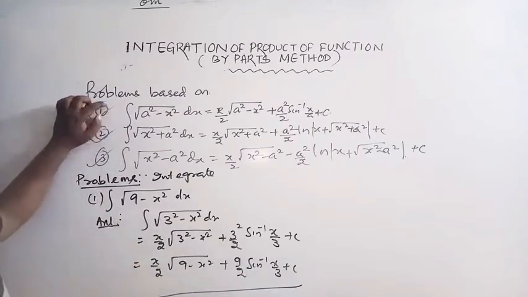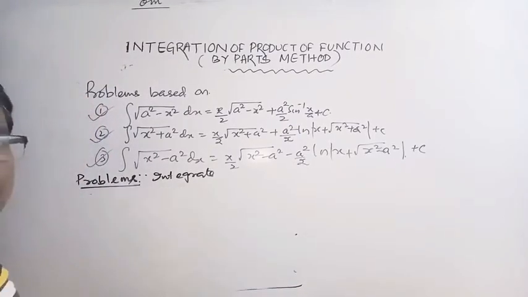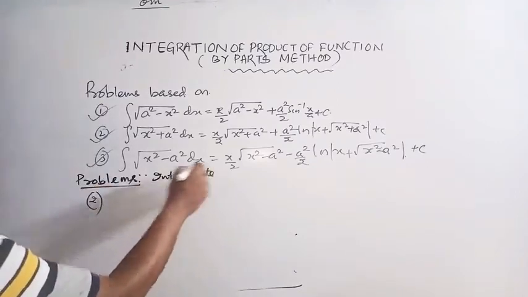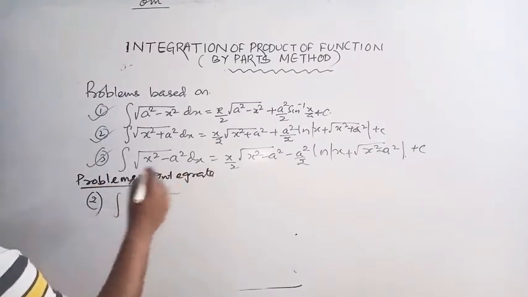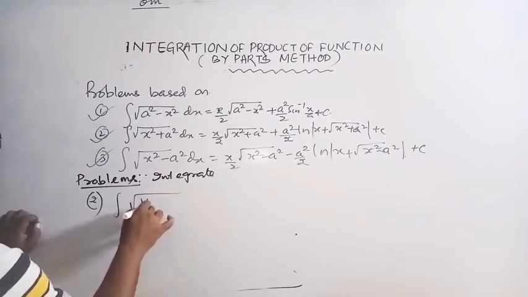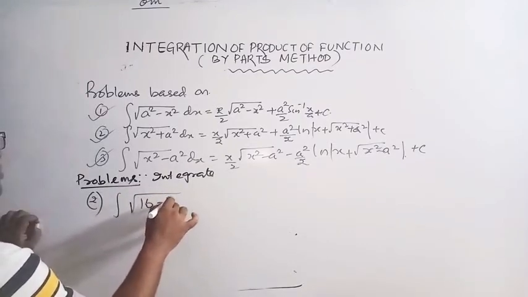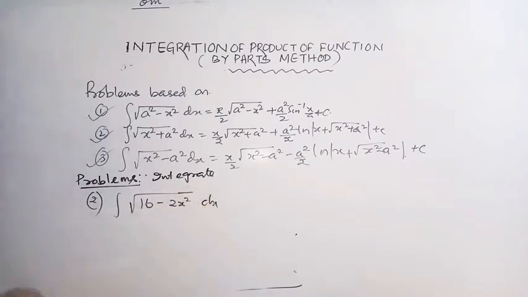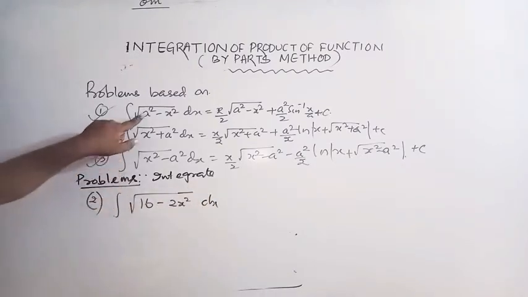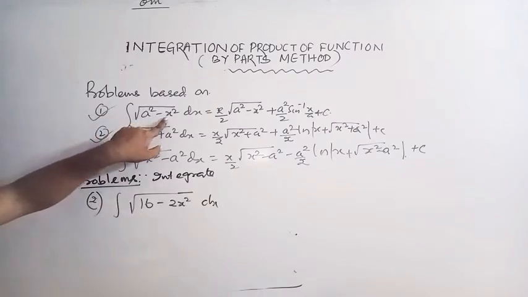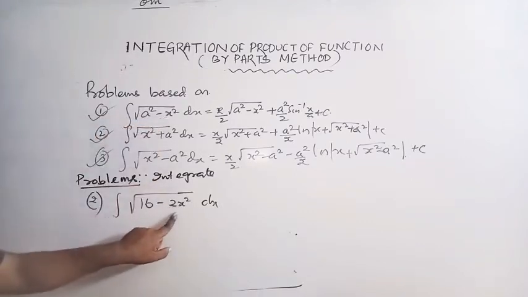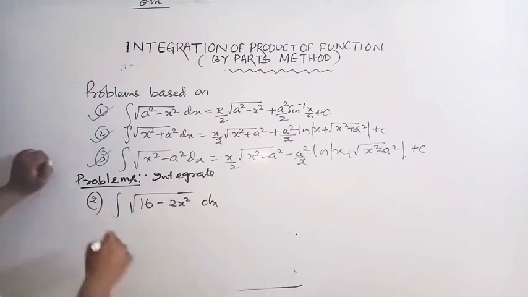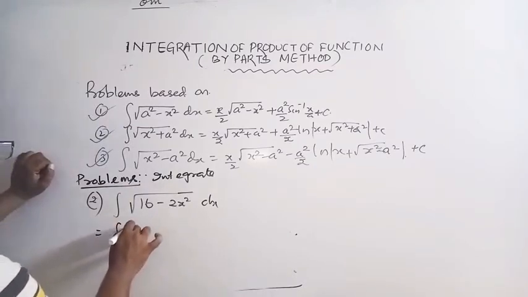Now another question. Question number 2. Integrate root over 16 minus 2x square dx. Mark the question formula a square minus x square. Here the coefficient of x square is 1, but here the coefficient of x square is 2. So make the coefficient of x square 1. So take common here root over what?